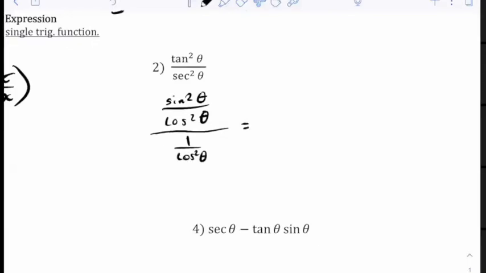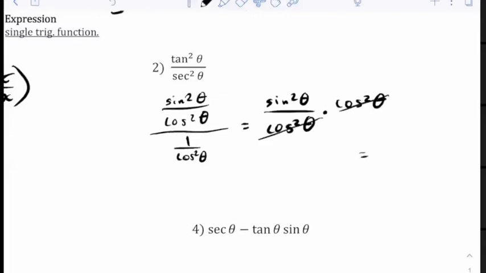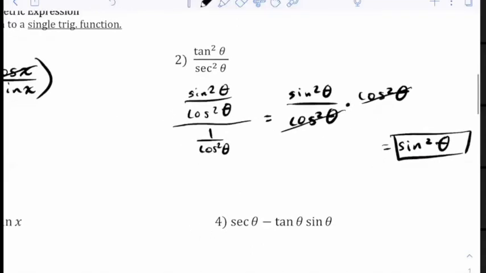Well, this allows me to rewrite this as the following. So I've got a complex fraction right now. To divide by something means to multiply by its reciprocal, which allows me just to simplify that out. And now I'm left with just sine squared theta. There we go. Okay. All right. Let's go on and try the other two.